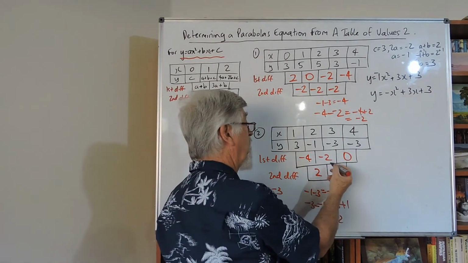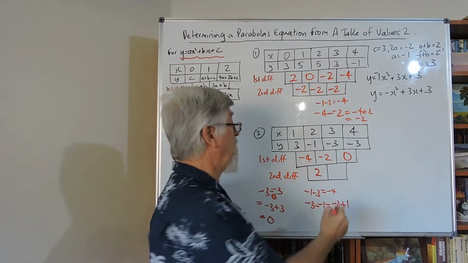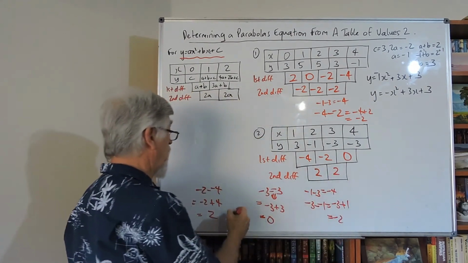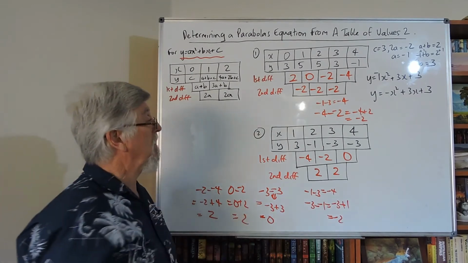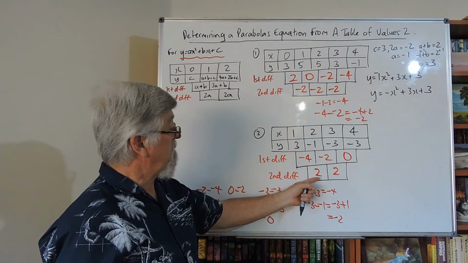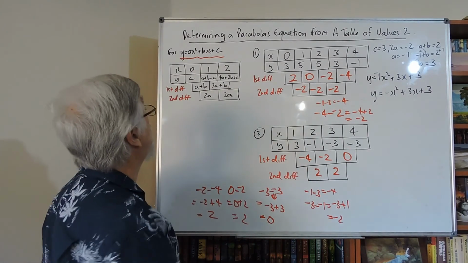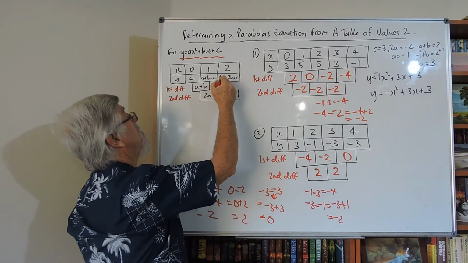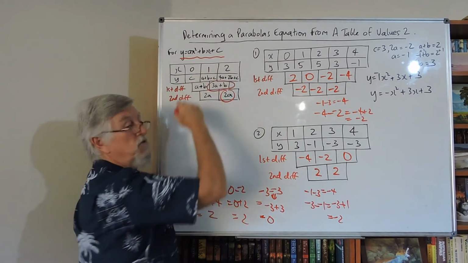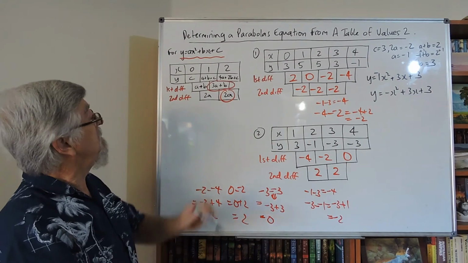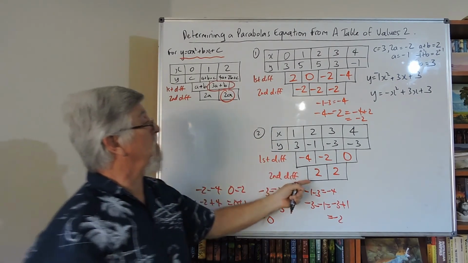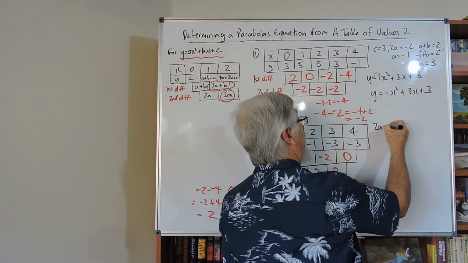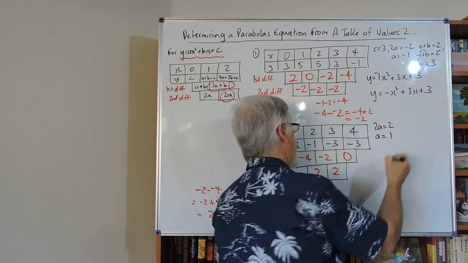So next one, what happened when I go from minus 2 to 0? I went up 2. I could have gone 0 minus minus 2, which is 0 plus 2, which is 2. So let's have a look at what we got now. These three numbers need to match up with these three here. I won't circle them all, it gets too cluttered. Let's start at the 2a. So we know that the 2a has to be 2. That tells us that a is 1.